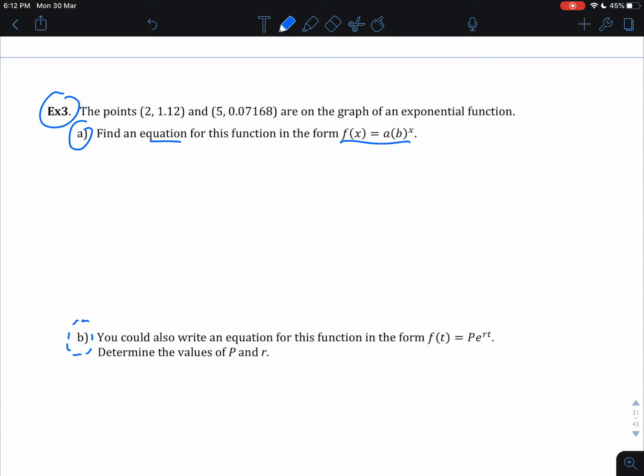Okay, for example number 3, we have been asked to find the equation of the function in the form f of x equals a times b to the power of x. So essentially we're after two things. We're trying to solve for two variables, which is why you've been given 2 points. It's essentially a system of equations.